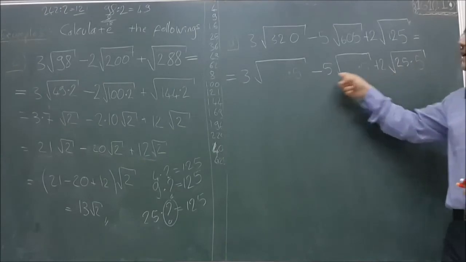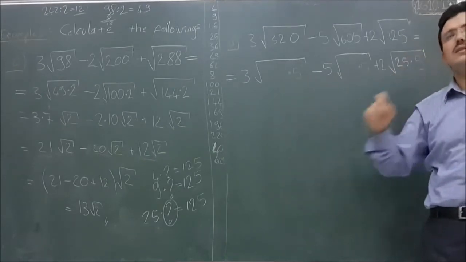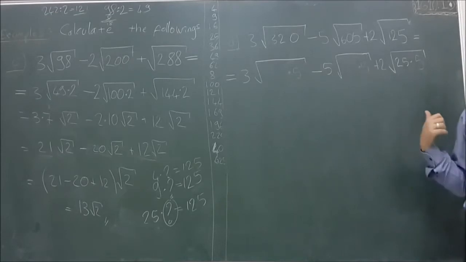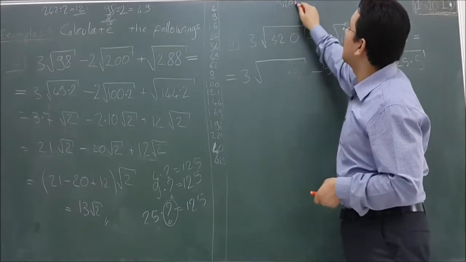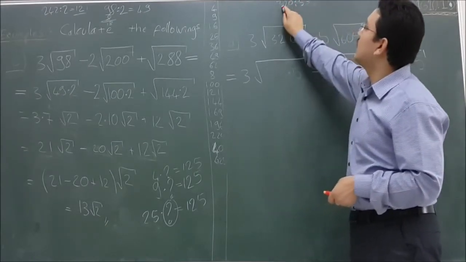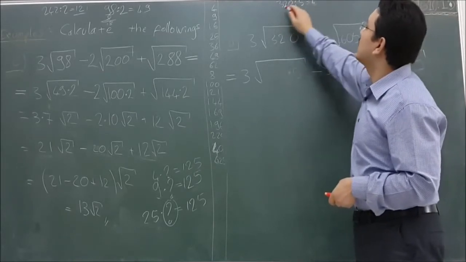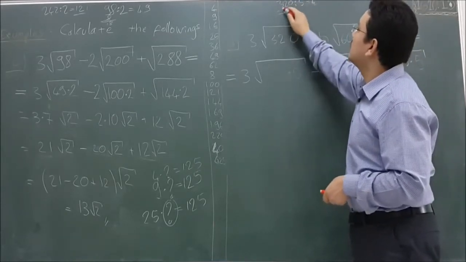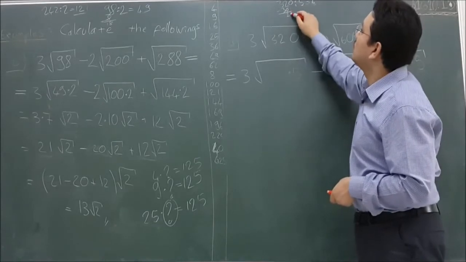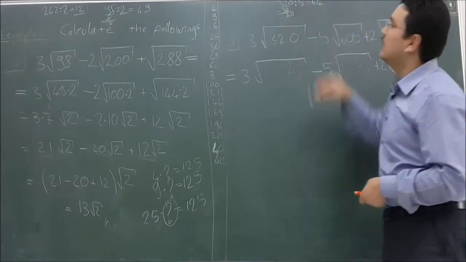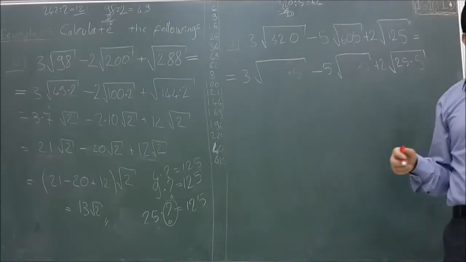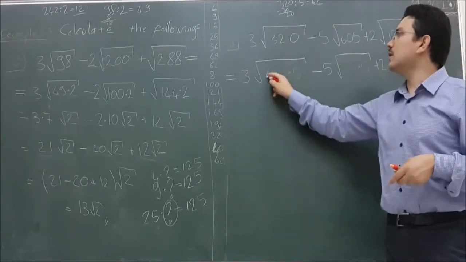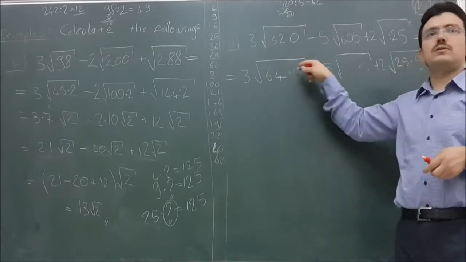So in each root, I must find something times 5. For this, you do 320 divided by 5. In 3, no. In 32, 6 times 5 makes 30. 32 minus 30 makes 2. 0 comes here. In 20, how many 5? 4. 4 times 5 is 20. Okay? It will finish. For 320, 64 times 5.